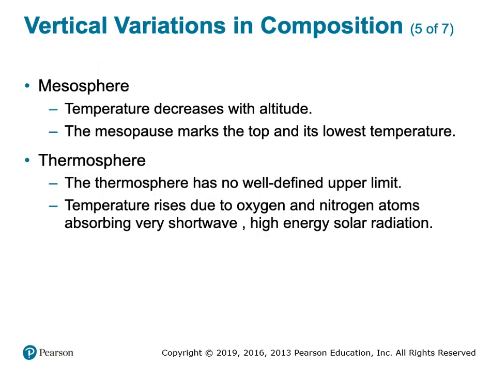Again, with the mesosphere, temperature decreases with altitude. The mesopause marks the top and its lowest temperature, so it's the boundary line. And then the thermosphere has no well-defined upper limit. The temperature rises due to oxygen and nitrogen atoms absorbing very shortwave, high energy solar radiation. That is the reason why temperature increases at the highest layer.